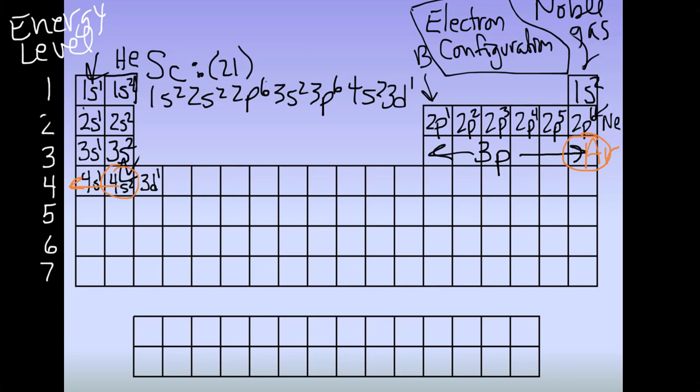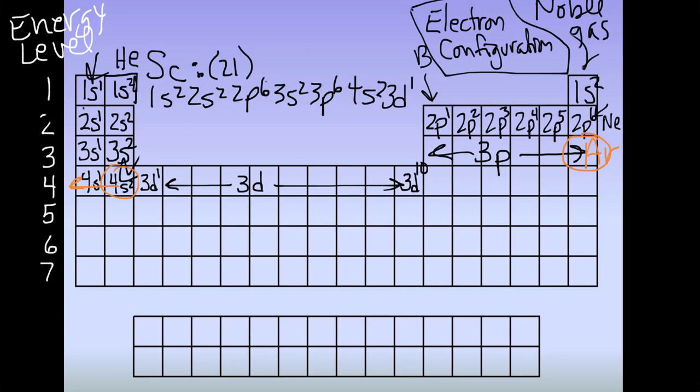How I remember is that these are the 3Ds and there are 10 of them. So you would end with 3d10 over here. I just remember 3D glasses. It's just something you have to memorize. That very first row is going to be the 3Ds. So you go 4s1, 4s2, and then you're going to start counting the Ds off, 3d1 all the way to 10.